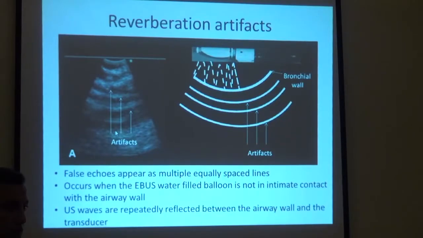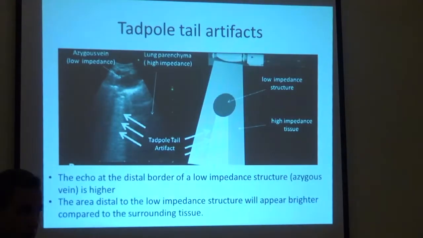If it occurs, if there's no intimate contact of the balloon with the wall, all you need is basically to inflate more and then it should go away. So don't be surprised when you see this. The other artifact that you see commonly is the tadpole tail artifact, and usually it occurs when you have a hypoechoic structure such as the azygos. So this is the lung here, and this is the azygos, and this is the tadpole tail artifact.